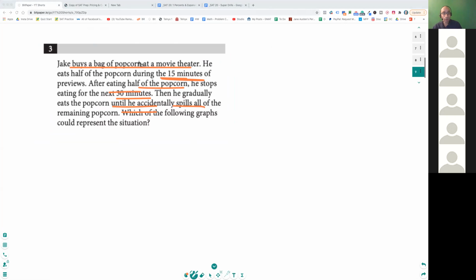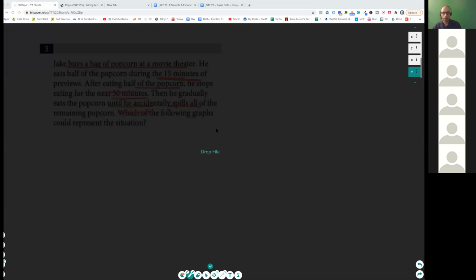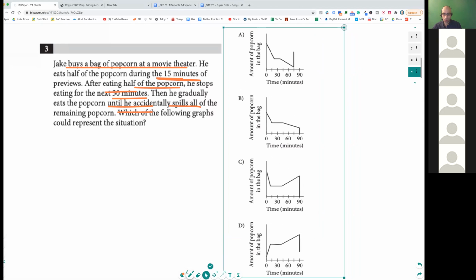So the amount of popcorn he's got at the start is maybe a full bag or something, and then it keeps dropping, right? That's it. You don't even need to read anything. Sometimes I'm just trying to show you how easy the problems can be. Sometimes they won't be as easy, but these are the opportunities you need to take. All right, so try this problem here. Super easy to solve. Try it for at least 15 seconds and see which one you get.